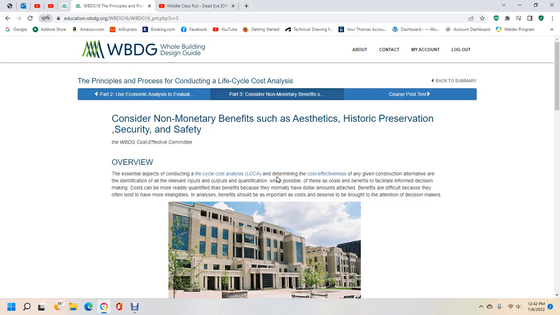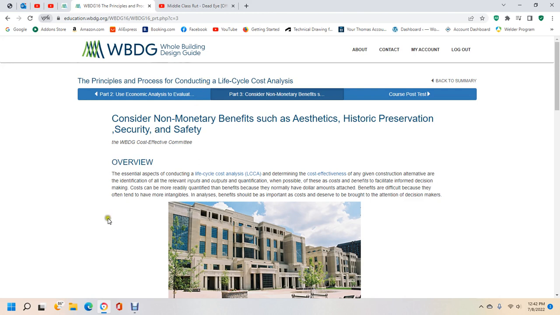Alright, principles of the process of conducting life cycle cost analysis, considering the non-monetary benefits of the asset: historic preservation, security, and safety. The overview. An essential aspect of conducting life cycle cost analysis to determine the cost effectiveness of any given construction alternative is identifying relevant input for the output, quantifying possible cost benefits, and facilitating informed decision making.